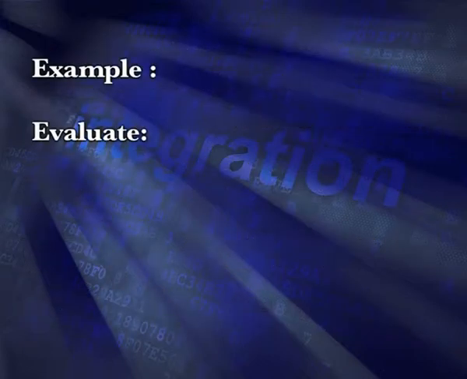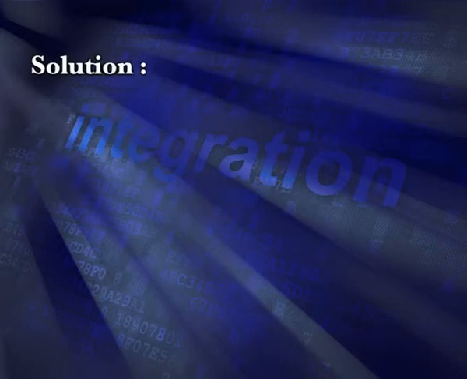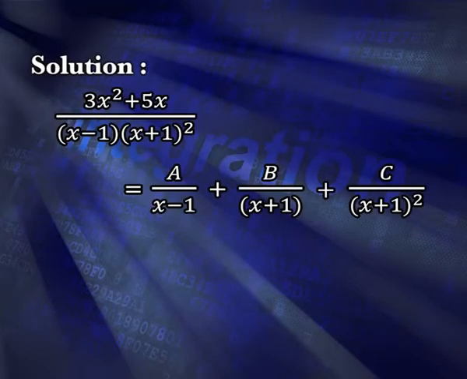So let's take an example. Evaluate the integration of (3x² + 5x) / ((x − 1)(x + 1)²) dx. Let's see the solution. (3x² + 5x) / ((x − 1)(x + 1)²) is equal to A/(x − 1) + B/(x + 1) + C/(x + 1)².